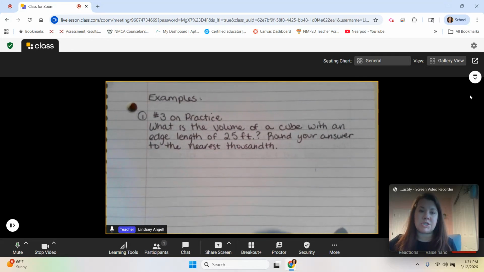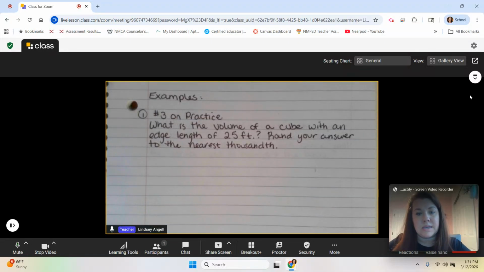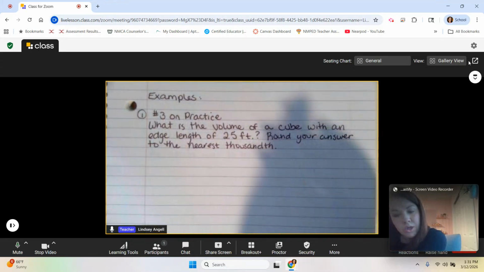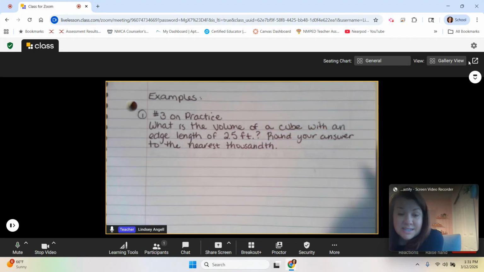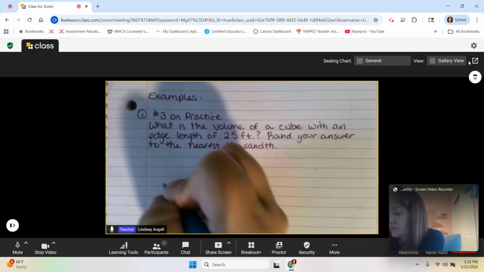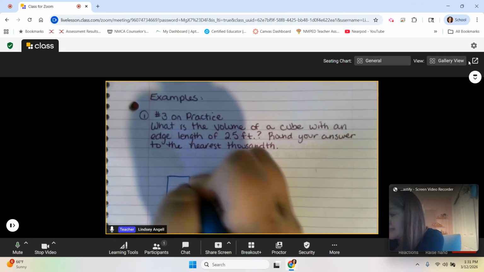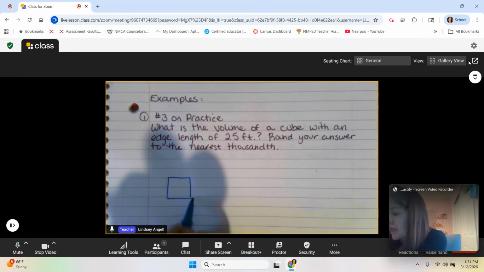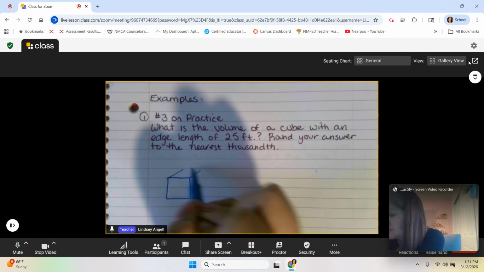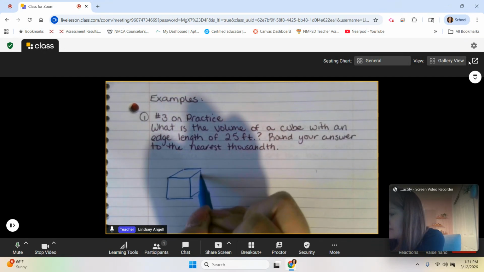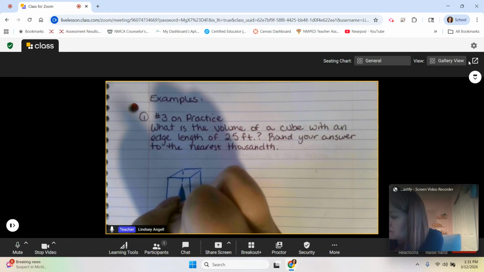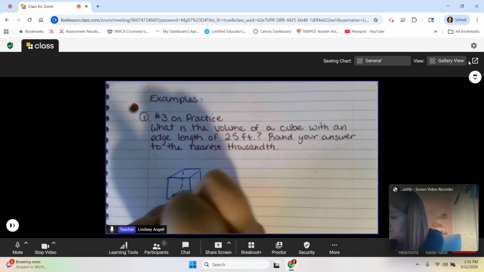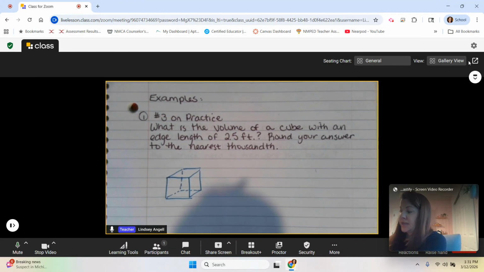The first example I'm going to do is number 3 on your practice. It says, what is the volume of a cube with an edge length of 2.5 feet? Round your answer to the nearest thousandth. When you get to problems like this, the best thing to do is draw a picture. Sometimes they'll give you a picture, sometimes they won't. But what this is saying is we have a cube. Think about a perfectly square box, or like a die from a board game. Okay, so let me draw that. And it says that it has an edge length of 2.5 feet.